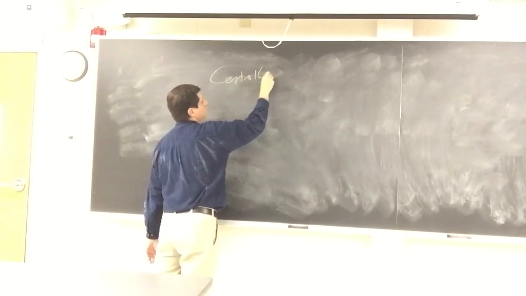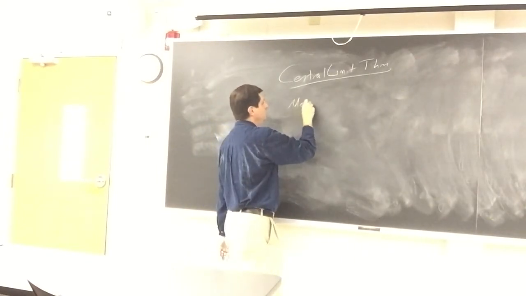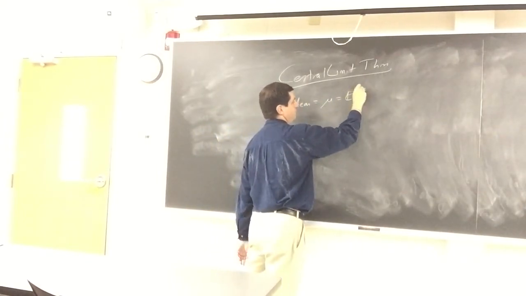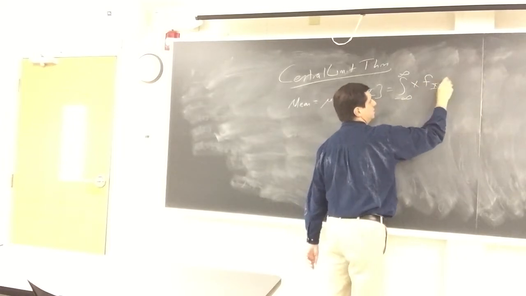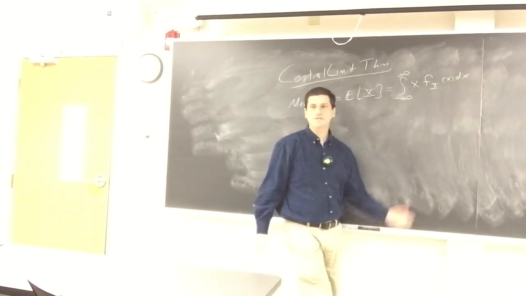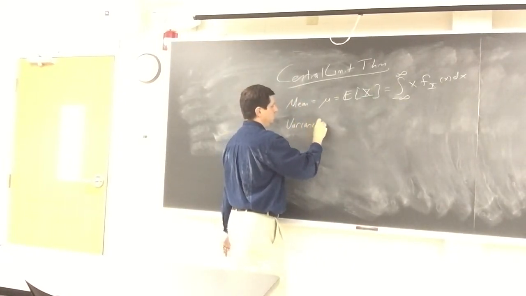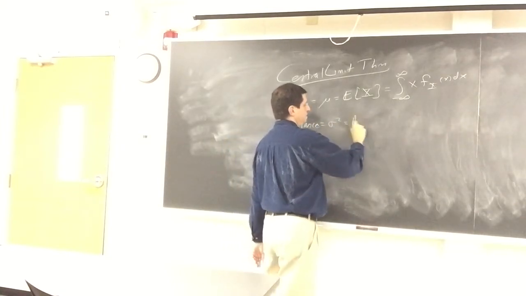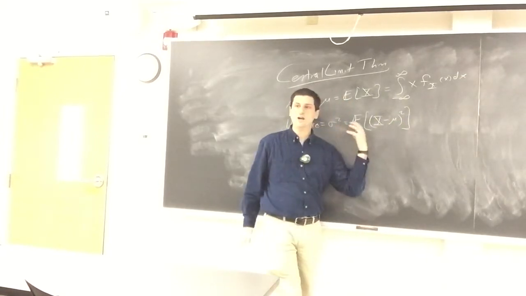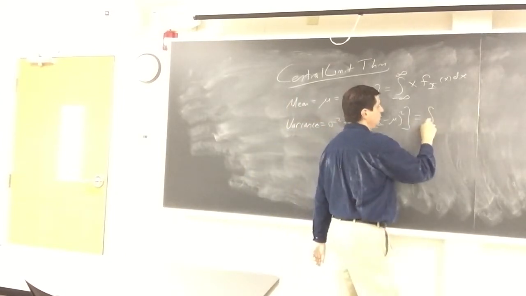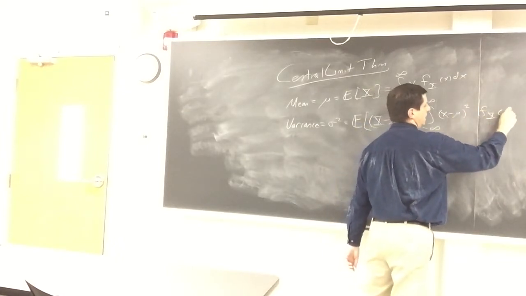So, central limit theorem. The first is just some notation. The mean, we often write mu, or the expected value of x. It's the integral from minus infinity to infinity of x times the density dx. So think of the average value. The next is the variance, and we write that as sigma squared. It's the expected value of x minus its mean squared. So this is a measure of how spread out you are. And this is the integral from minus infinity to infinity of x minus mu squared f of x dx.